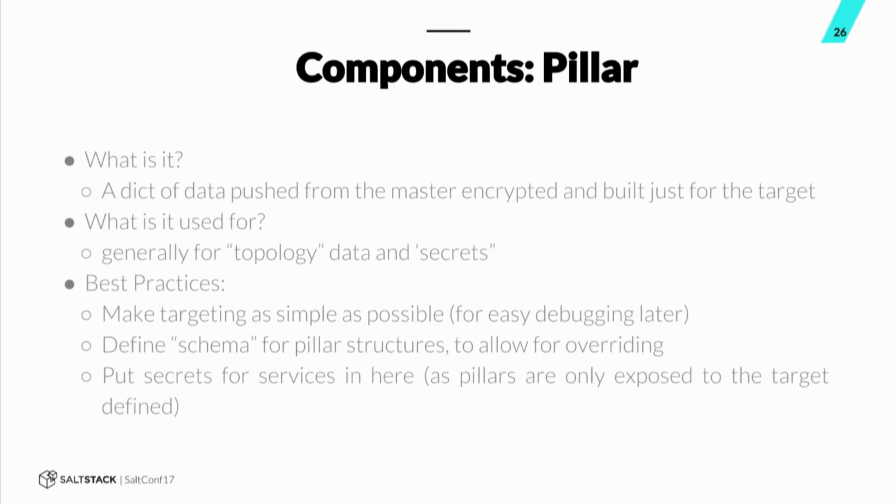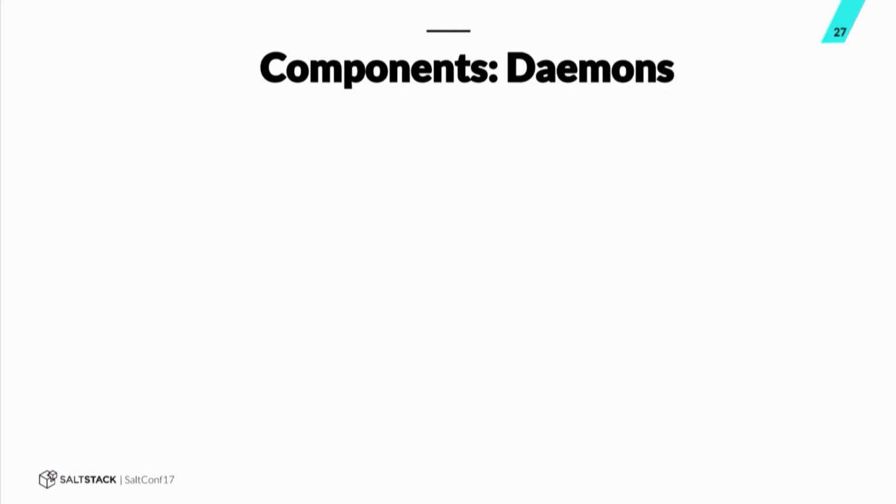And then make sure you put your secrets for services in here if you're going to be putting them in the Salt at all. The pillars are the really great place to put that. There's also options if you want to encrypt it. So if you want to check it into source control, for example, you could use something like the GPG renderer so that it's encrypted in source control but decrypted on the master.